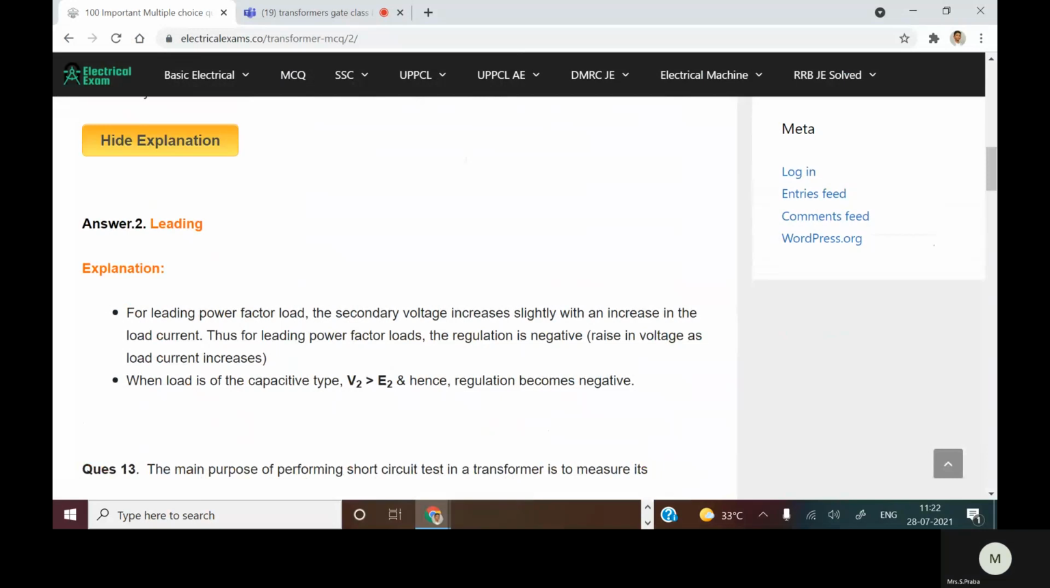Why is it leading? For a leading power factor load, the secondary voltage increases slightly with the increase in the load current. Thus, for leading power factor loads, the regulation is negative. When the load is capacitive, V2 must be greater than E2, so it is called leading.